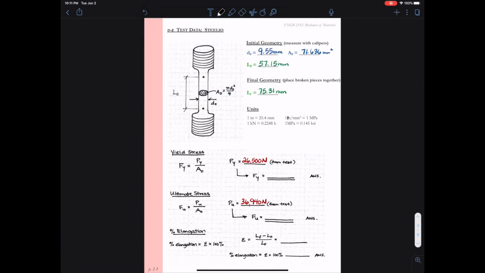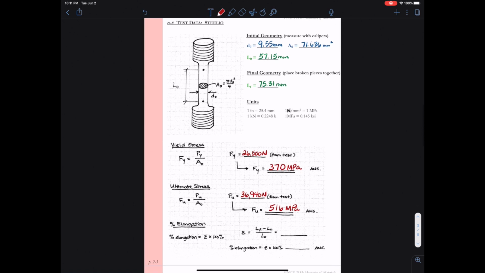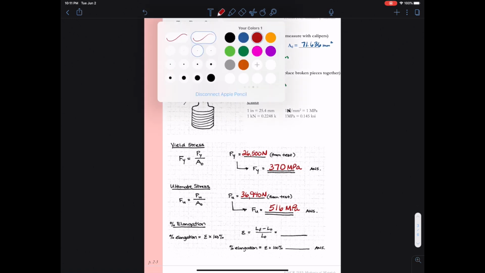I want to take advantage of the units here. Units: 1 Newton per millimeter squared is a megapascal. It's also 1 million newtons per meter squared is a megapascal. So doing my math here for the yield stress, I take the yield force, 26,500 newtons, divided by 71.636 millimeters squared, and I get a yield stress of 370 megapascals. Likewise, I can calculate the ultimate stress by taking 36,940 newtons, dividing it by 71.636 millimeters squared, and I get 516 megapascals.